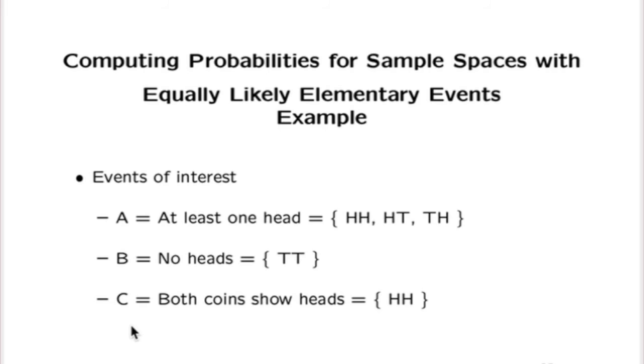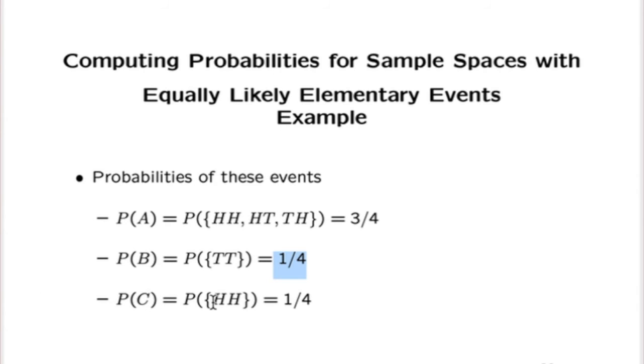And then the event C, both coins show heads, so the probability of getting 2 heads, the probability of C, is equal to the number of ways that that can happen. There's only one, divided by the total number of elementary events in the sample space, which again is 4. So that probability is 1/4.